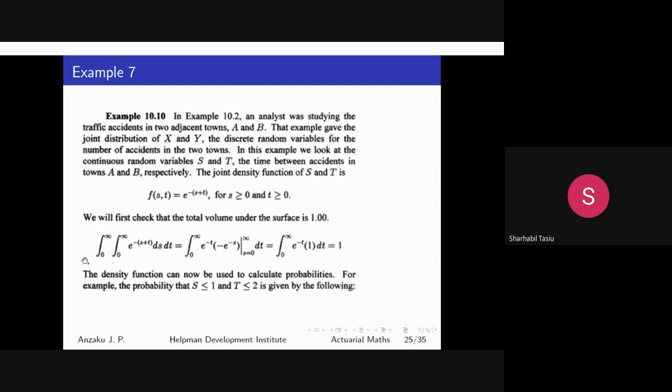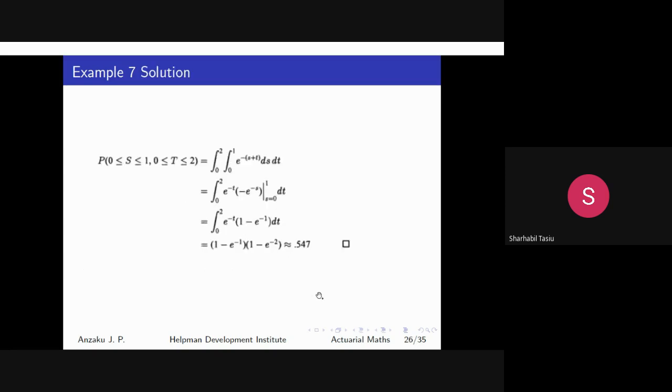It's clear, right? Or you need more explanation? Yes, it's clear. Right. So this shows that it's valid. It has satisfied the second condition. Now the density function can be used to calculate probability. So now let's calculate the probabilities. For example, the probability that s is less than or equal to 1 and t is less than or equal to 2 is given by the following.